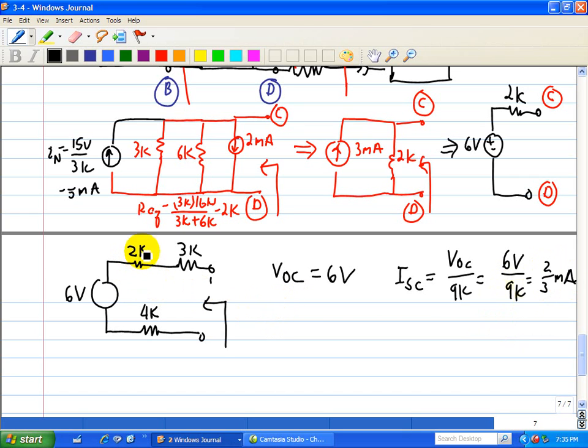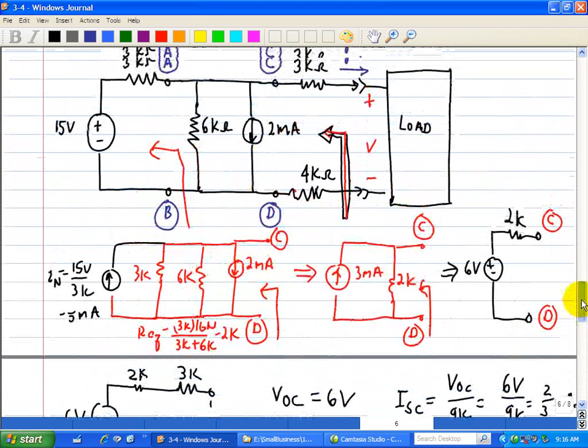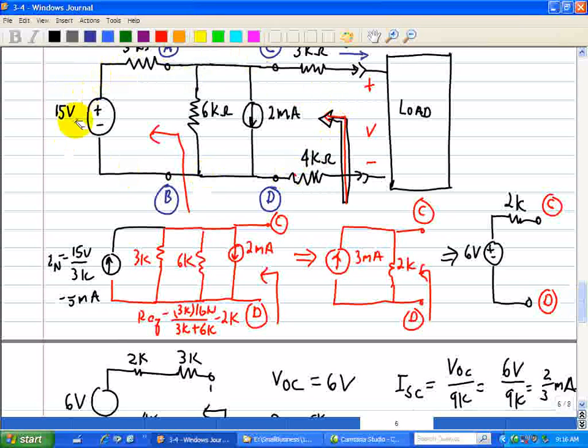So now that we have 2/3 milliamps as our short circuit current, we can calculate our resistance, and it's basically again 2 plus 3 is 5, 9K. One way to find the equivalent resistance is to get rid of all the independent sources, short them out, and just add up the resistance. So our RT in this case is 9K. So now we can take everything to the right of this interface and convert that into a single 6-volt source and a single 9K resistor to the left of this arrow. And then we'll connect it to the load.